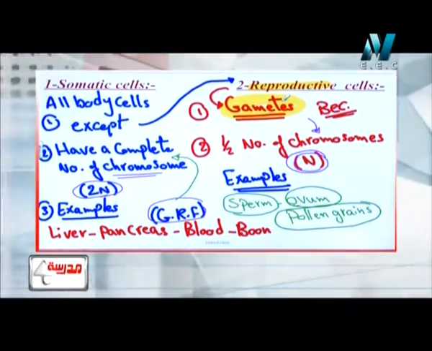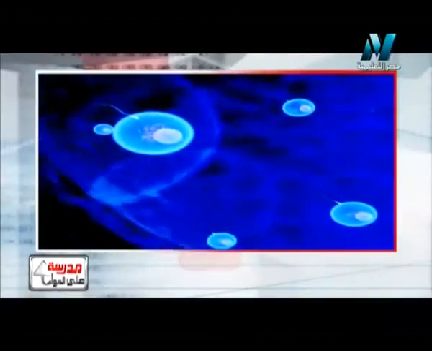So here, dear students, we can differentiate completely between the somatic cells, as all body cells except the reproductive cells, and the reproductive cells, as gametes, for example sperm, ova, and pollen grains. Here we have a simple video that explains the reproductive cells.